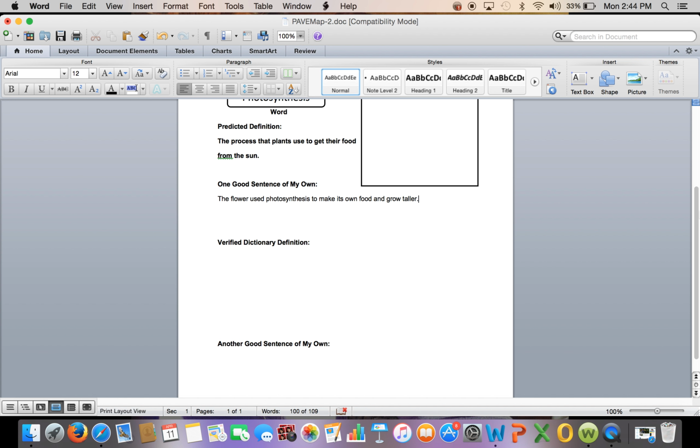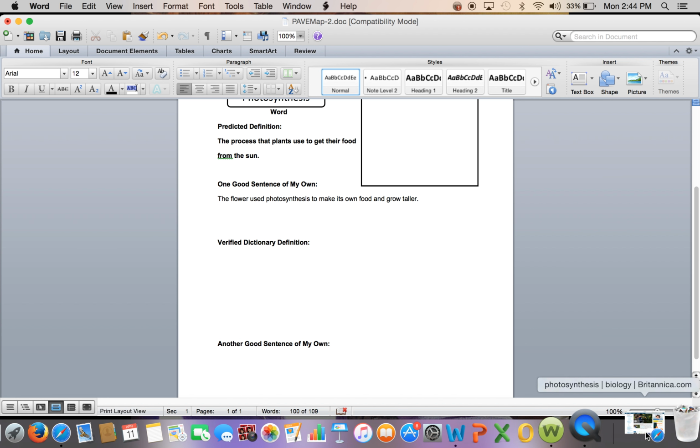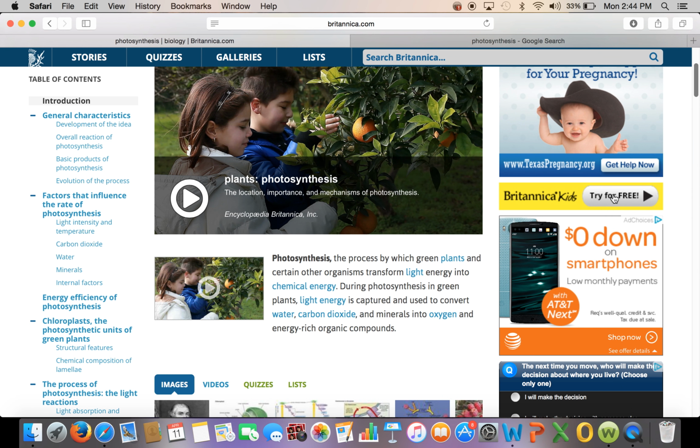And now you're going to do the third step, which is to verify the meaning of the word by looking it up in the dictionary. A lot of students have access to computers now, but if not, most of the time you have a regular dictionary in a classroom. But I'm just going to look it up on the computer.